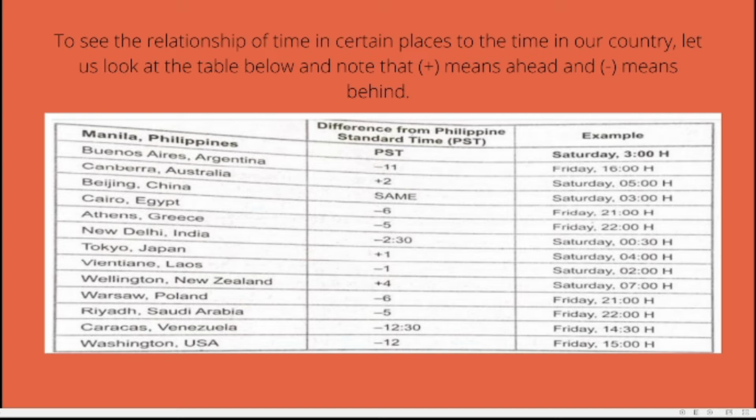That is Friday, 1600 hours. Up to Washington, the United States of America, with negative 12, and their day and time is Friday, 1500 hours.